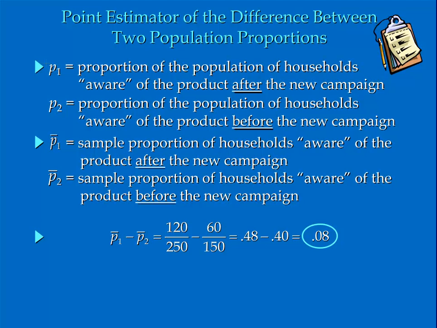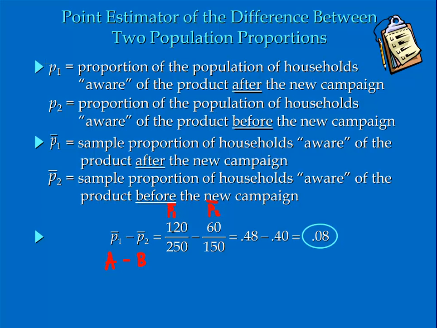Now, P bar 1 is the sample proportion aware of the product after the campaign. P bar 2 is the sample proportion of households aware of the product before the campaign. I'm going to write A for after and B for before. Before the campaign we had 60 households over 150. This here is P bar 2, and after the campaign it was 120 households over 250. This is the stuff I said to underline.